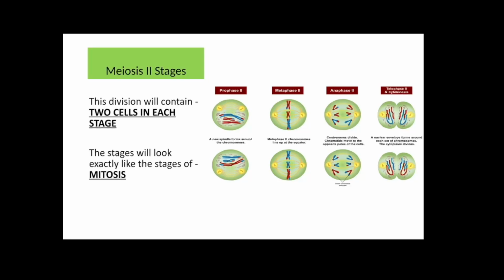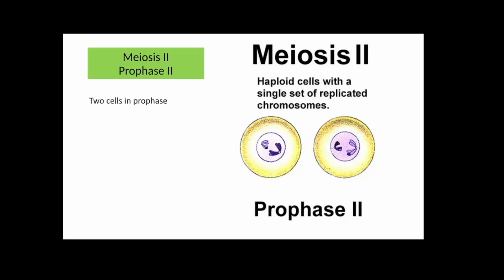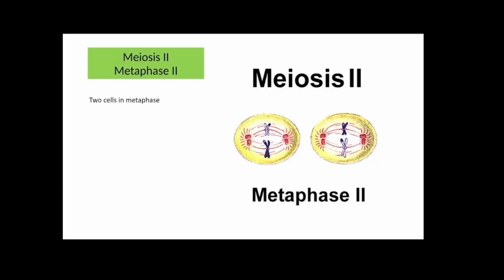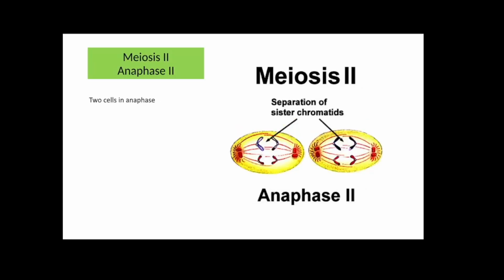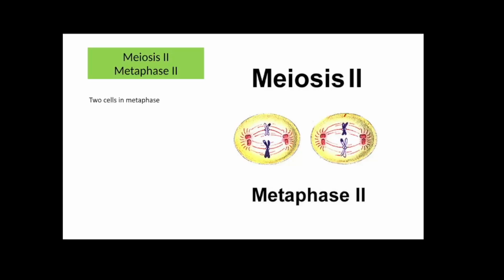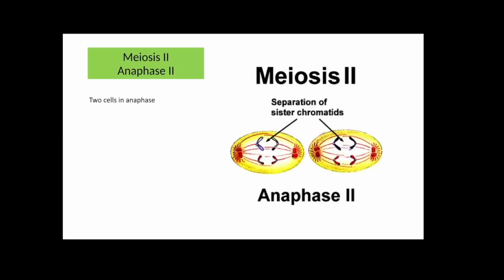So we'll go through some of this. Now, this division will contain 2 cells in each stage, so that adds up to a total of 4. And again, it looks just like mitosis, it just happens twice. So we go to prophase 2. We got 2 cells in prophase, going through this on both sides. Meiosis 2, metaphase 2, line up in the metaphase plate. Anaphase 2, they start to get pulled apart.